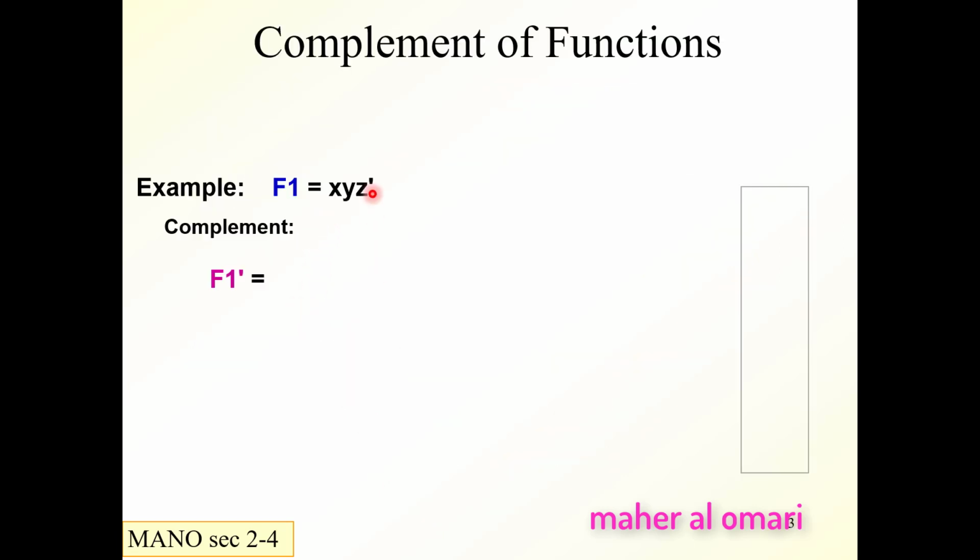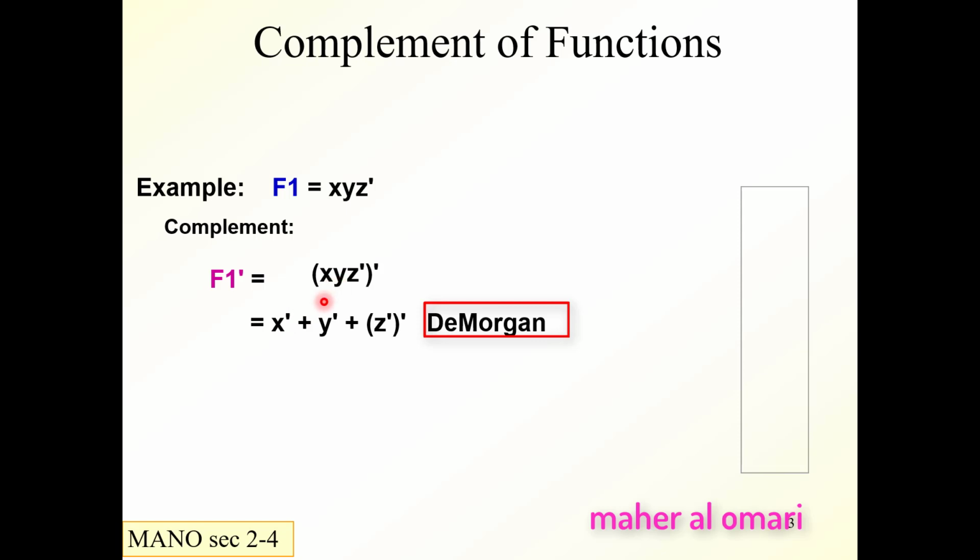Now, the complement of the function. If we are given a function f1 is equal to x y z bar, what is the complement of this function? f1 bar is equal to x y z bar, which is this, bar. Now, if we take the bar inside using Morgan's theorem, we have x bar, and the AND here is converted to an OR, and then this is y bar, the AND here is converted to an OR, and then we have z bar bar. This is using Morgan's theorem. And z bar bar is equal to z.